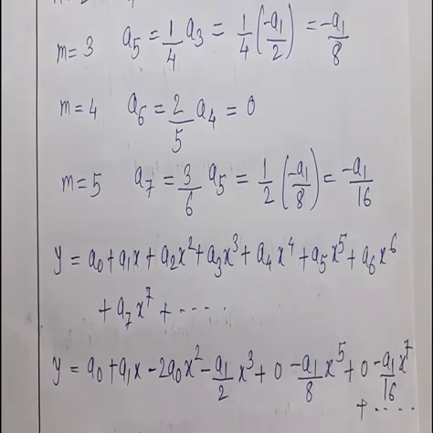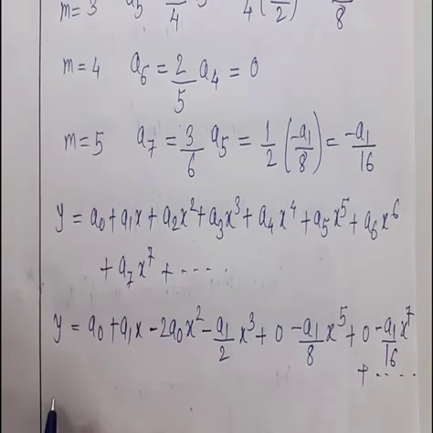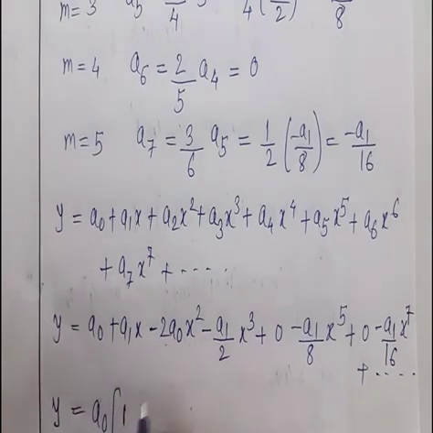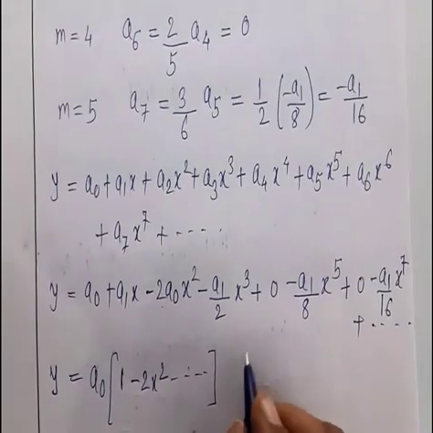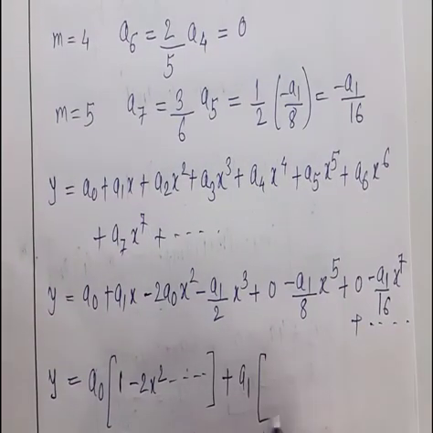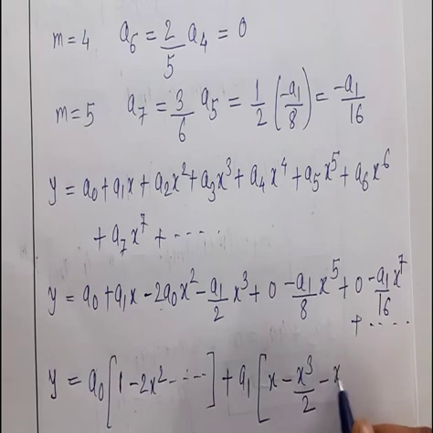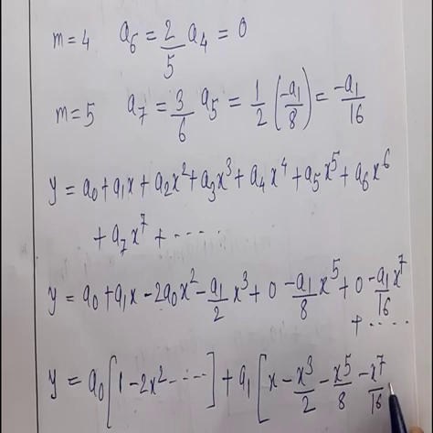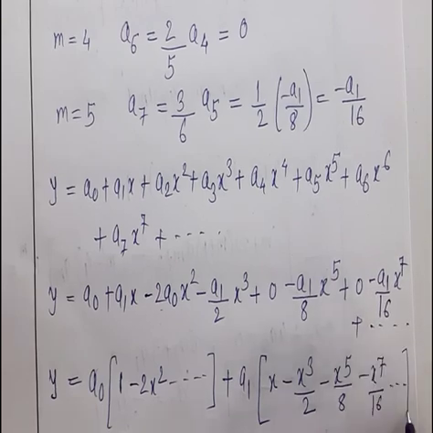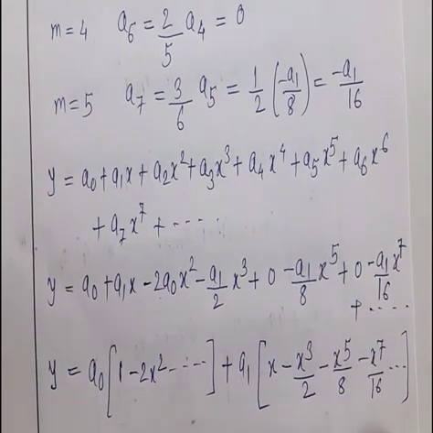So taking a0 common, y is equal to a0 outside, 1 here, minus 2x square, then for a0 there is no more term, so plus and so on. Next plus a1 times, a1 is the coefficient, x minus x cube divided by 2. Next is minus x to the power 5 by 8, minus x to the power 7 by 16 and so on. So this is the second bracket. So this is the final solution.